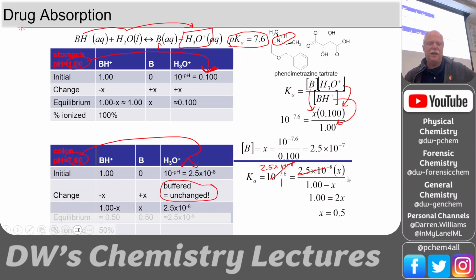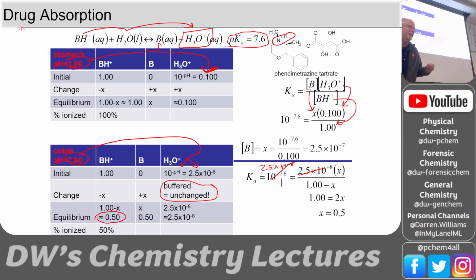So in this case, our basic substance is 50% ionized in the colon. And that's not as good as it being ionized in the stomach, where it was 100% ionized. But this base, if it makes it past the stomach, is 50% ionized in the colon. So you would think of the percent ionized as percent soluble. So it's like 50% soluble in the colon, 100% soluble in the stomach. Does that make sense?